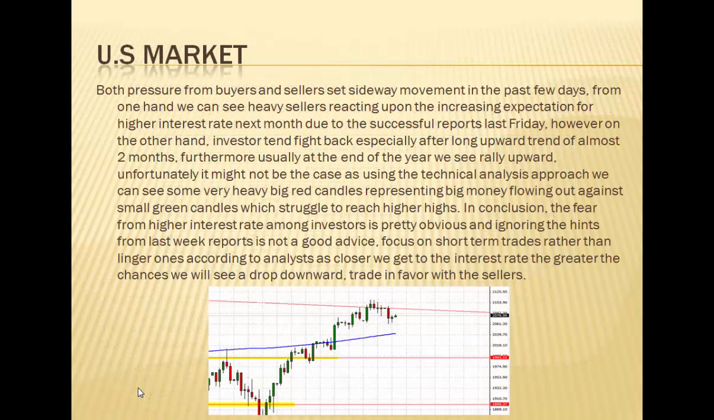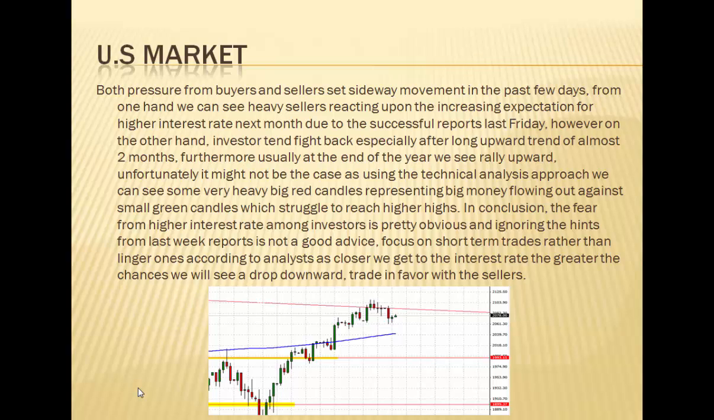US market: both pressure from buyers and sellers has resulted in sideways movement in the past few days. On one hand, we can see heavy sellers reacting to the increasing expectation for a higher interest rate next month due to the successful reports last Friday. However, on the other hand, investors tend to fight back, especially after a long upward trend of almost 2 months.